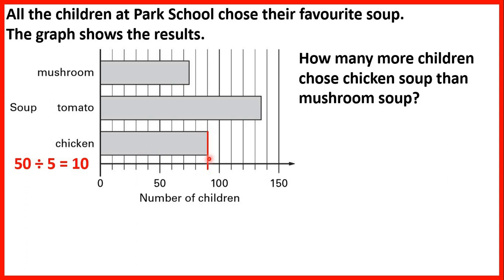So if we look for chicken soup, we have 10 before 100, so that's 90. And then for mushroom soup, we have 50, 60, and our line is halfway between 70 and 80, so that's 75. Now the question asks how many more, so we need to find the difference, and we do that using subtraction. 90 minus 75 is 15, so that means 15 more children chose chicken soup than mushroom soup.